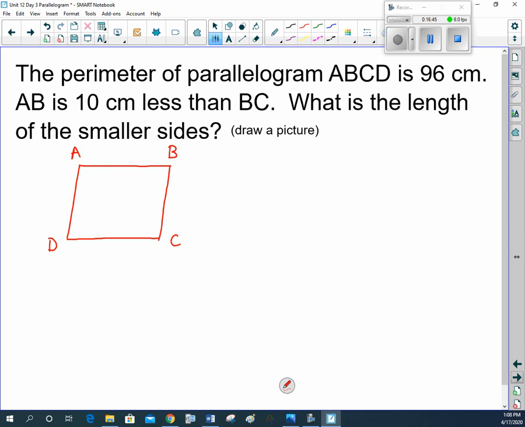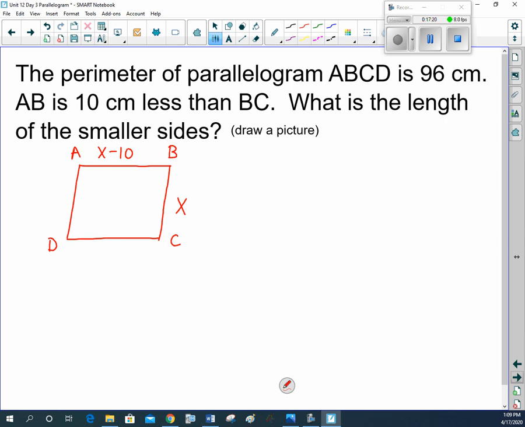It says AB is 10 centimeters less than BC. Oh, yep, I drew that not to scale because this AB is supposed to be shorter than BC. So if it bugs you that it's not drawn to scale, then redraw your picture. I'm just going to leave it. Just going to put my variables in and go from there. So AB is 10 centimeters less than BC. So if I call BC x, then AB has to be 10 centimeters less than that. So I'm just going to call that side x minus 10.